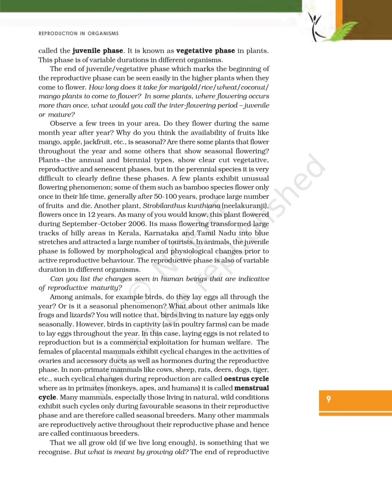The females of placental mammals exhibit cyclical changes in the activities of ovaries and accessory ducts as well as hormones during the reproductive phase. In non-primate mammals like cows, sheep, rats, deer, dogs, tiger, etc., such cyclical changes during reproduction are called oestrus cycle, whereas in primates, monkeys, apes and humans, it is called menstrual cycle.